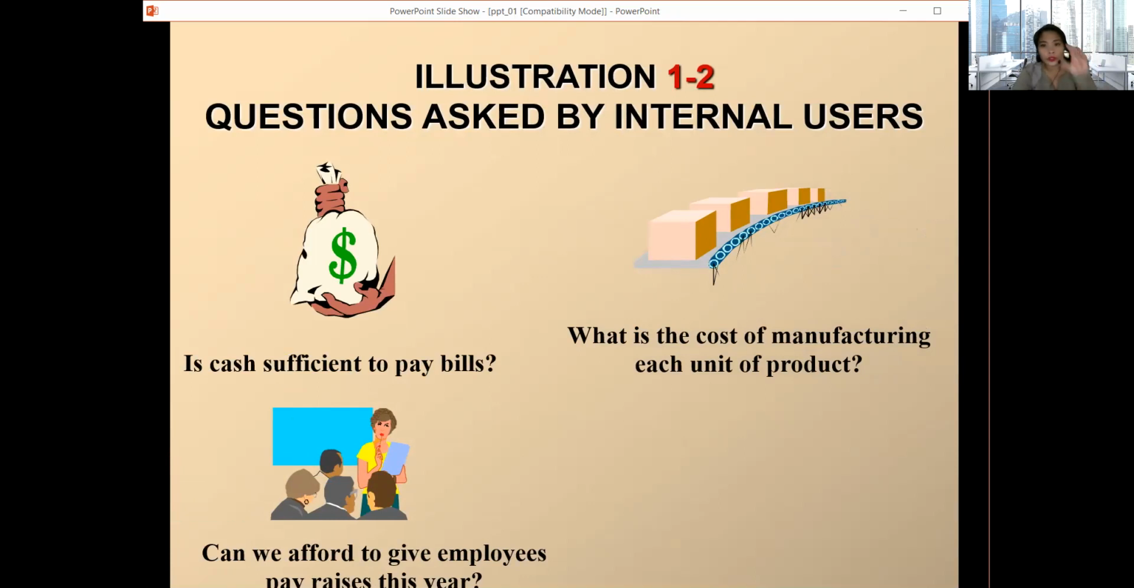Remember, internal users, ito yung mga nasa loob ng kumpanya, right? Of course, sufficient ba to pay ng bills yung business, right? Kasi 'di ba, sabi ko sa inyo last time, hindi lang naman sila nagbabayad ng cash. They also pay, umuutang din sila, okay? And what is the cost of manufacturing each unit of product? So dapat, mas mataas yung pumapasok na income kaysa sa lumalabas, right? So as much as possible, you have to get the lowest na makukuhanan nyo ng raw material.